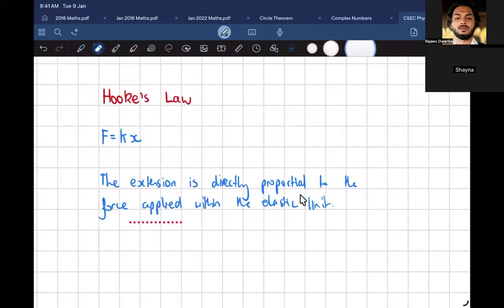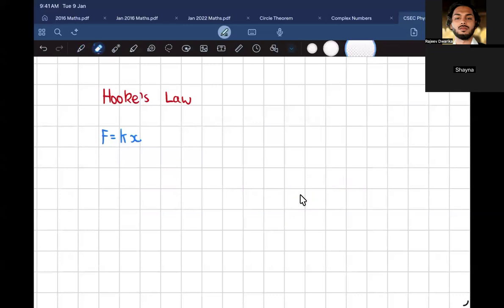So you know what Hooke's law is? You know what the formula is? Great. If I wanted to find k, what do I have to do on both sides if I wanted to make k the subject? Divide by x. When you do that, the x and the x cancel off, so that leaves you with k. So k is equal to F over x.